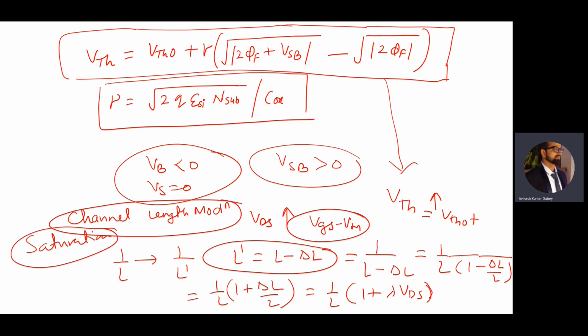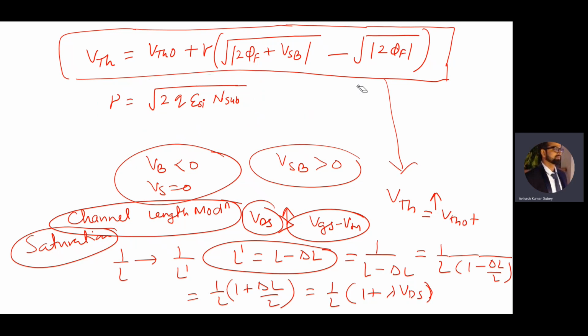This occurs in the saturation region because the amount of VDS increased over VGS minus VTH means VDS is greater than VGS minus VTH. For that particular condition, this pinch off occurs. Understood? Therefore, channel length modulation occurs in the saturation region, and 1 by L will be replaced by 1 by L times 1 plus lambda into VDS. So our current equation will be, I'm removing this part.